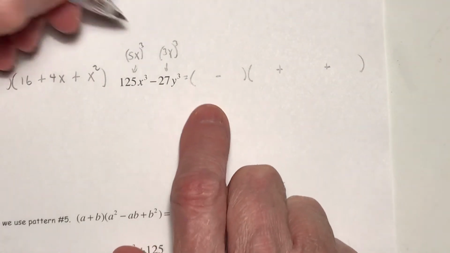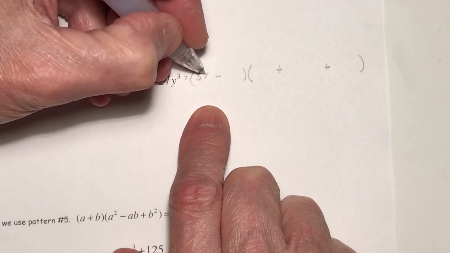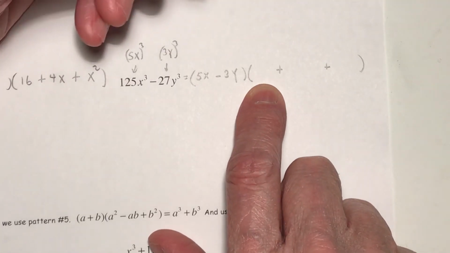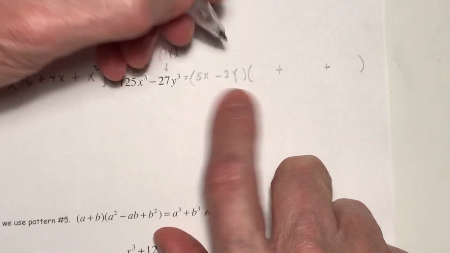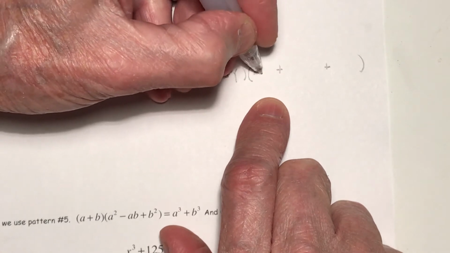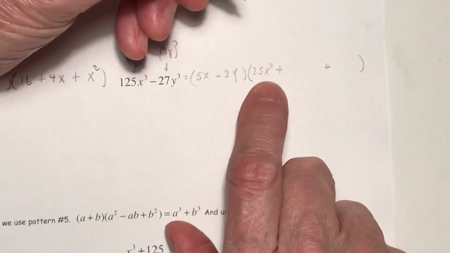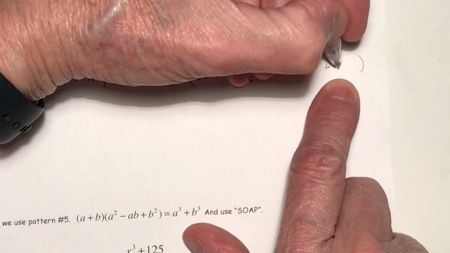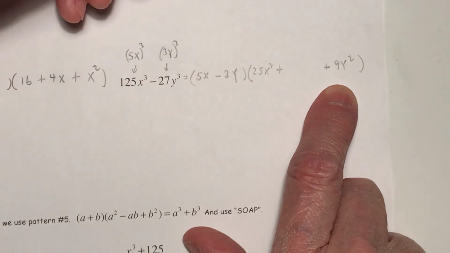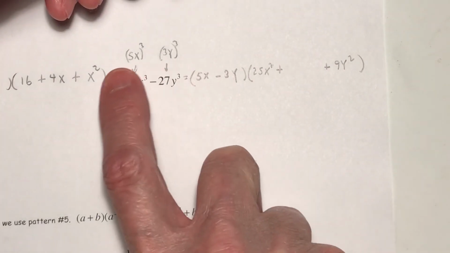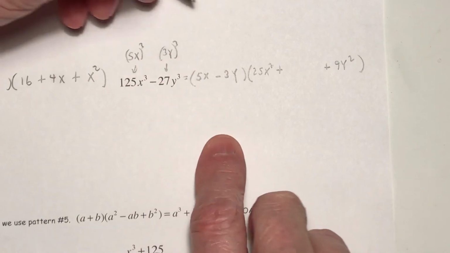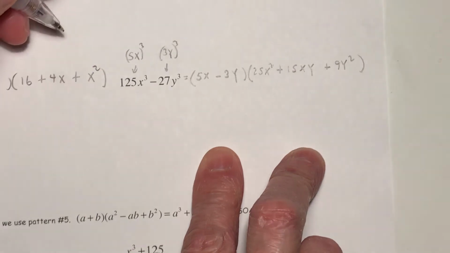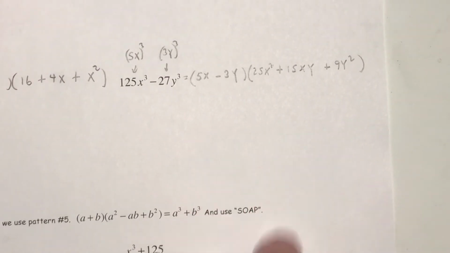Well, what goes here and here? The 5x and the 3y. And then be careful here. You're going to square 5x, which means 5x times 5x, that's 25x squared. People very often forget about squaring the 5. And then that's going to be 9y squared. And in the middle, 5x times 3y, 5 times 3 times x times y makes a 15xy for the middle term. And that's the end of that.